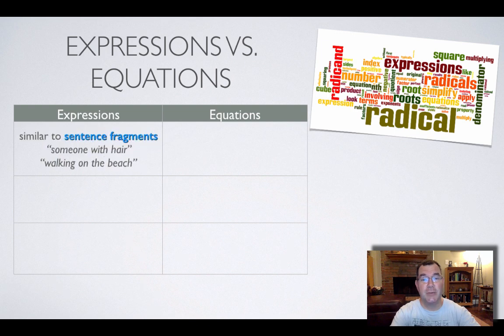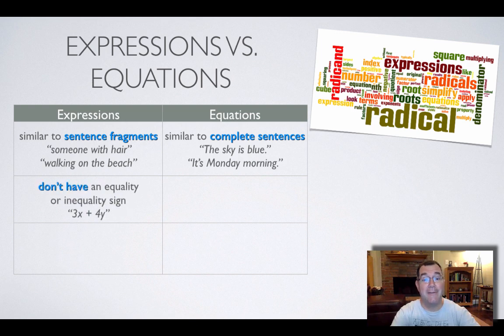An expression, if you want to think about it in terms of the English language, is similar to a sentence fragment, so not a complete sentence. Maybe saying someone with hair, walking on the beach, incomplete sentences that English teachers probably wouldn't like. Equations, on the other hand, are complete sentences. They can be true or false, something like the sky is blue or it's Monday morning.